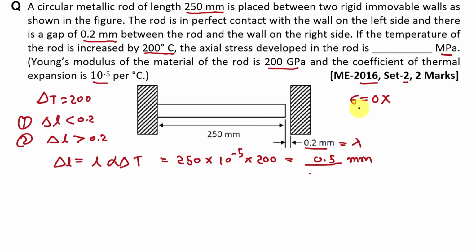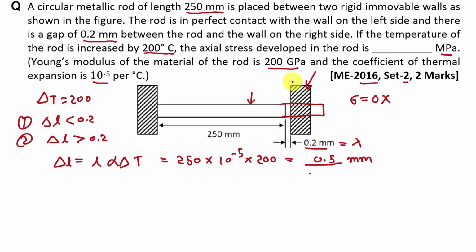Now we know how to find thermal stress in a partially restricted body, right? First of all we will assume that this wall is not there, means there is no restriction to change in length of this rod. So if we increase the temperature of this rod by 200, then this rod is going to deform and the length of this rod will increase like this, right? And we know that this change in length is 0.5 mm, right?